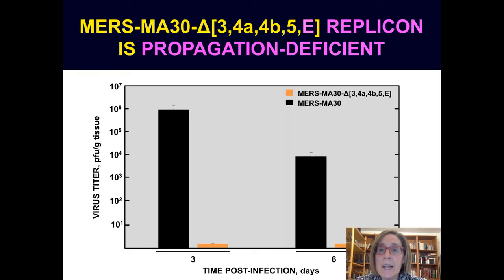This replicon lacking E and the accessory genes was propagation deficient in vivo. As observed in the orange columns, no infectious virus was detected in the lung of infected mice, as compared to the efficient production of infectious particles, around millions of infectious particles, observed when the animals were infected with the wild-type virus, as observed in the black columns.